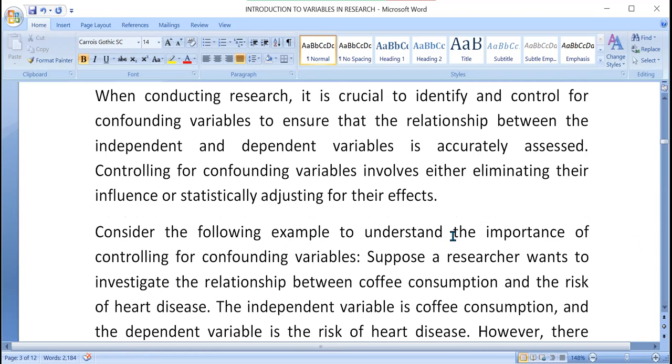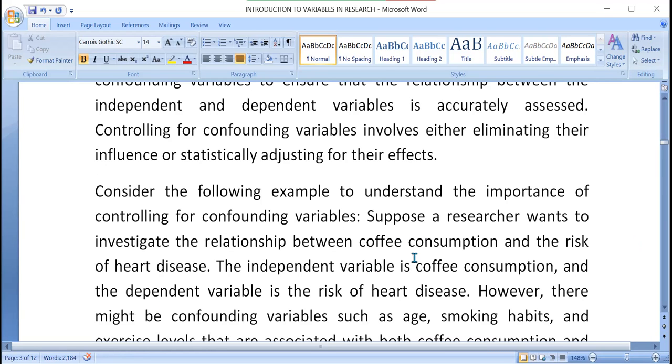Consider the following example to understand the importance of controlling for confounding variables. Suppose a researcher wants to investigate the relationship between coffee consumption and the risk of heart disease. The independent variable is coffee consumption, and the dependent variable is the risk of heart disease.